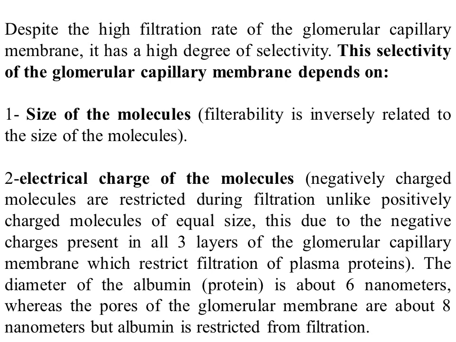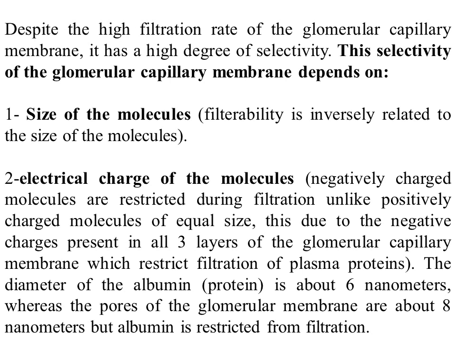Despite the high filtration of the glomerular capillary membrane, it has a high degree of selectivity. Although it has a high filtration rate, there is great selectivity in filtration. The glomerular capillary membrane is selective for some substances and not for others, due first to the size of the molecule. Filterability is inversely related to the size of the molecule. The larger the molecule, the less it can pass through the filtration pores, slits and spaces we mentioned.